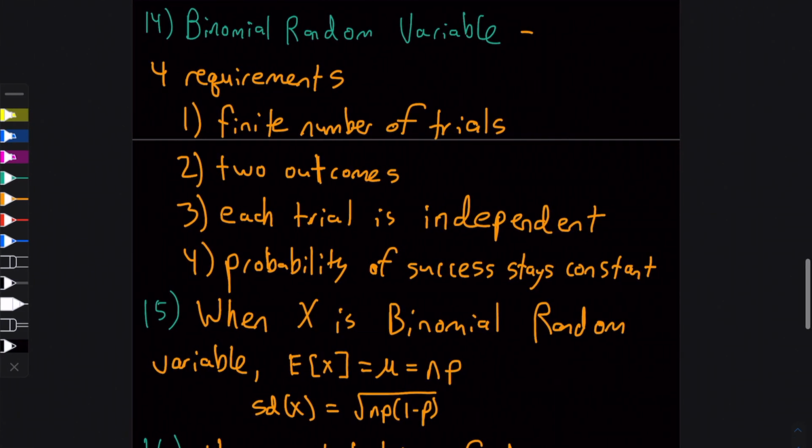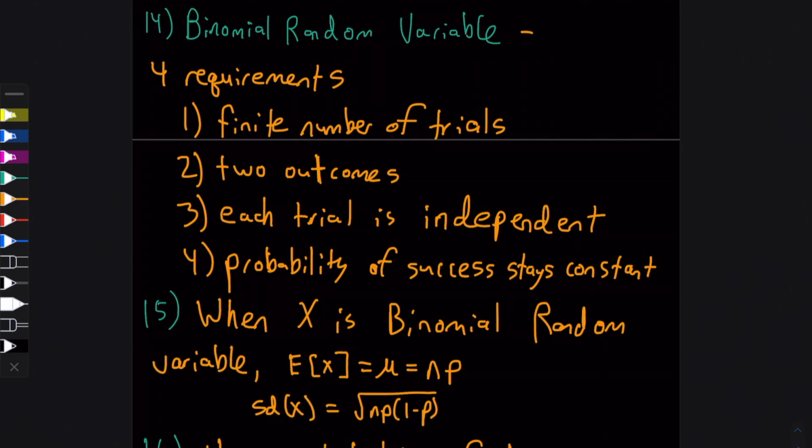So let's go to the definitions. The first one we have is binomial random variable. There are 4 requirements that make a variable a binomial random variable. The first one is a finite number of trials, so a number of trials that you can identify. The second one is 2 outcomes, so you either have a success or a failure, and you can identify those within the context of the problem, but there's exactly 2 outcomes. That's the important thing there.